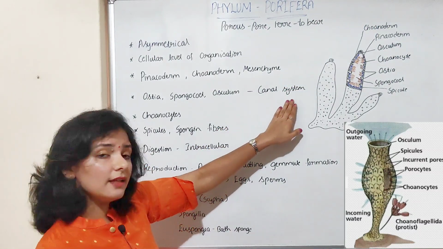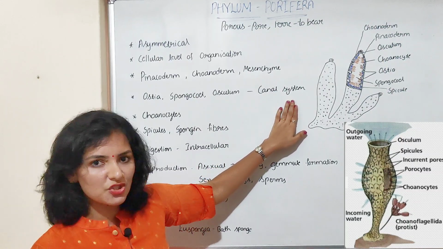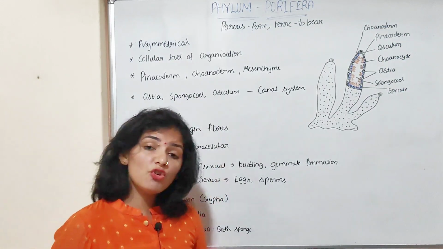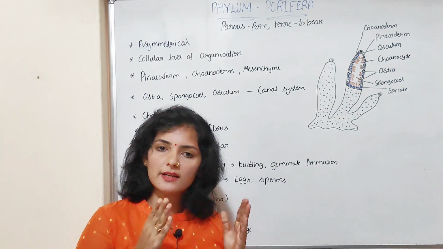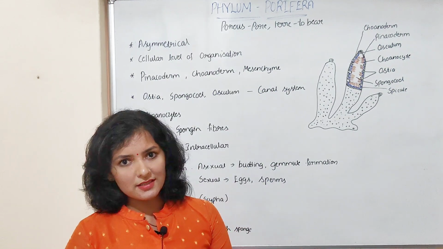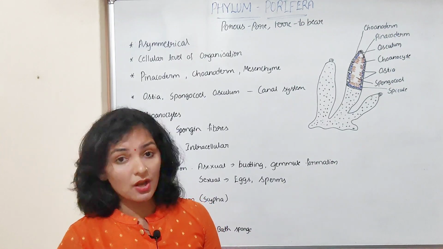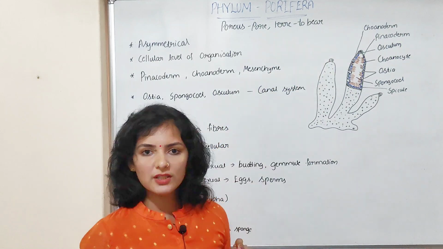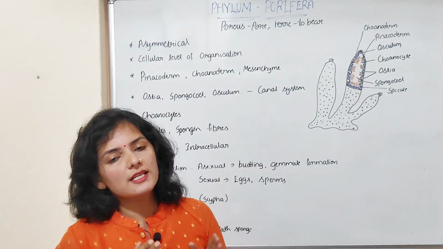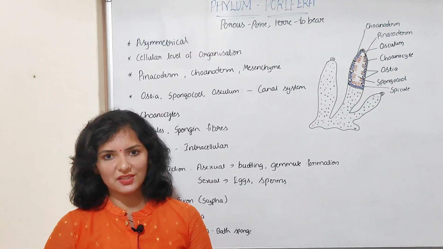This water canal system helps in gathering food particles, and it helps in respiration and excretion. In the case of poriferans, respiration and excretion are very simple. There is no separate respiratory and excretory system. Respiration and excretion take place just by diffusion. So the passage of water through the body helps in respiration and excretion.